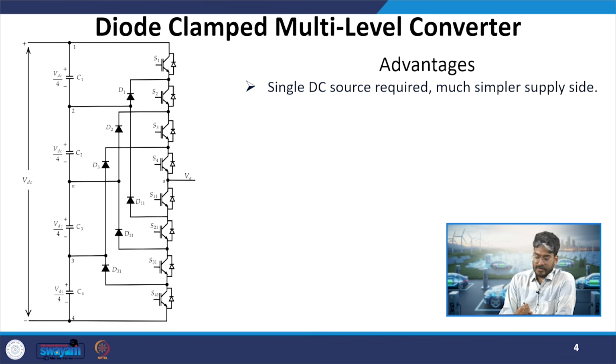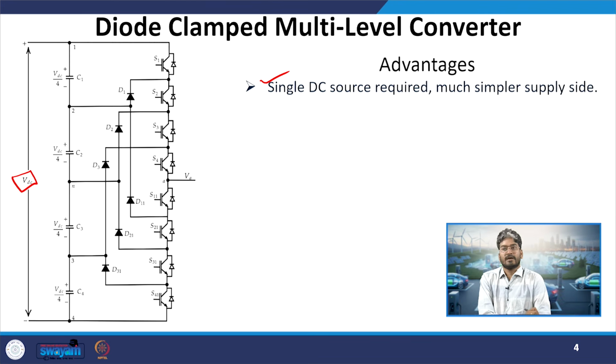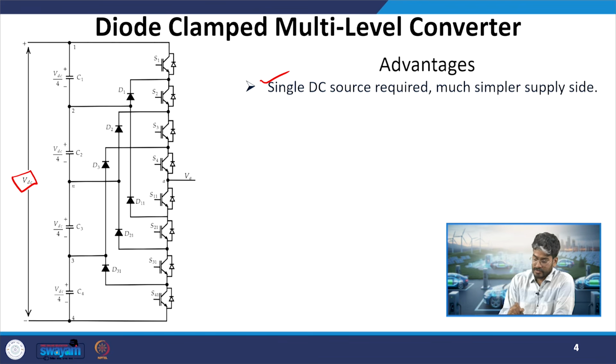So, what are the advantages of this circuit? It has a single DC source requirement. I can have a common DC source, that is related to VDC, and from that I can generate an AC waveform having m number of steps, where we have considered the 5 level converter as an example.